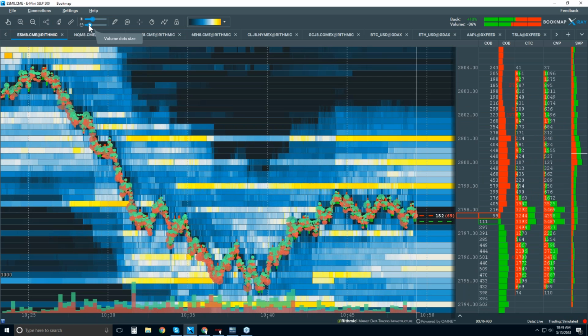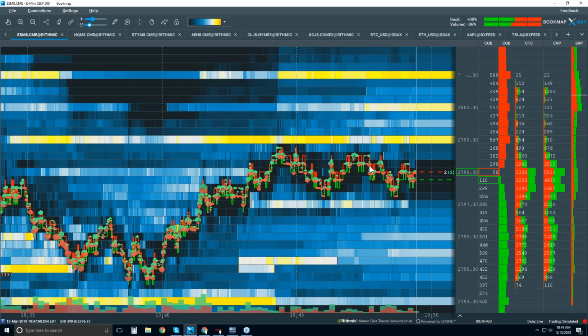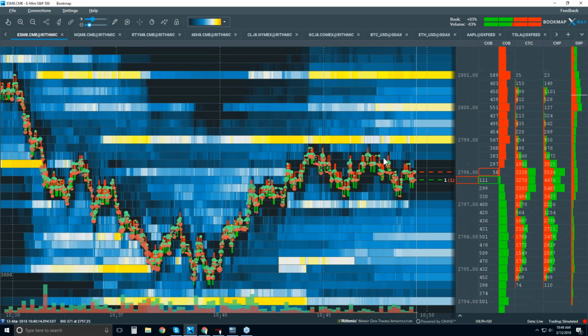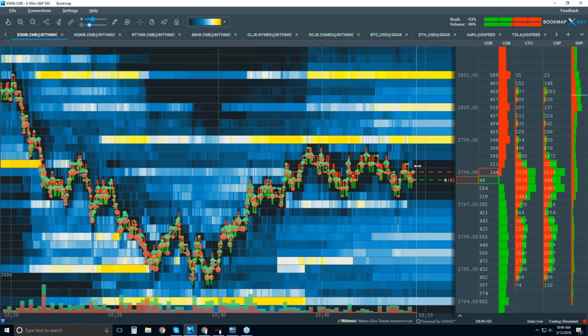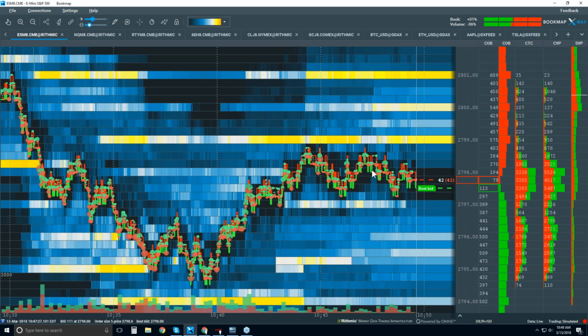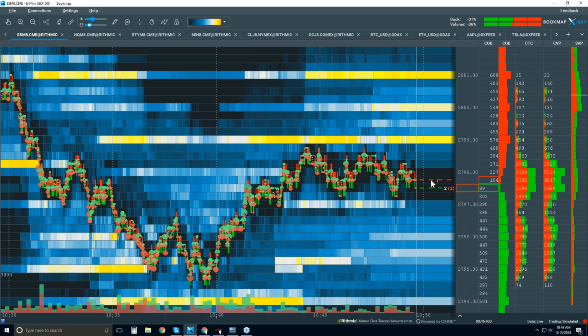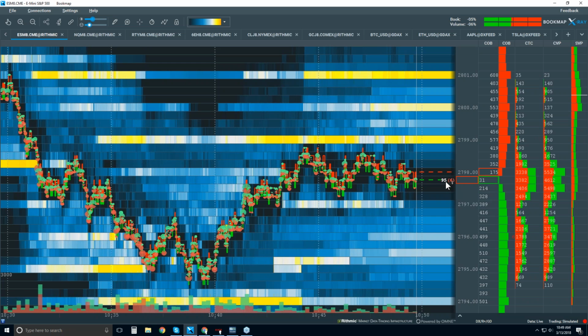How we usually digest that information is by the DOM, the depth of market. Okay, so let's zoom in here, and here's our DOM, right? So everything to the left of this vertical white line here is all historical. This already happened. Here to the right though is the current best bid and offer right now, and this number is the last traded volume.